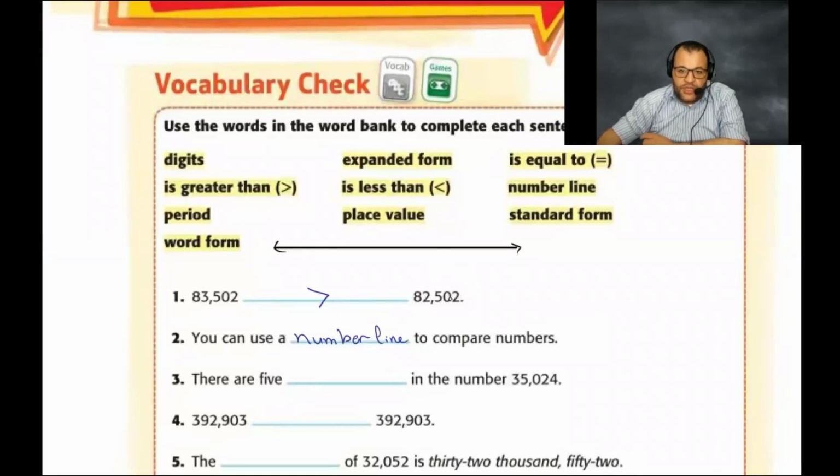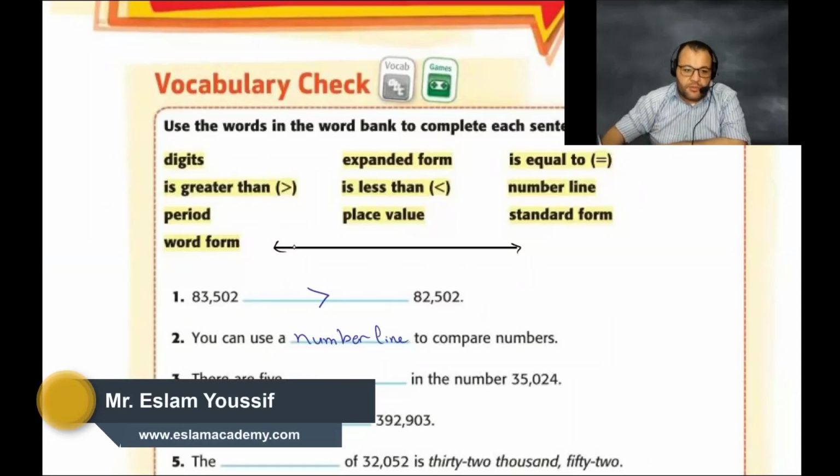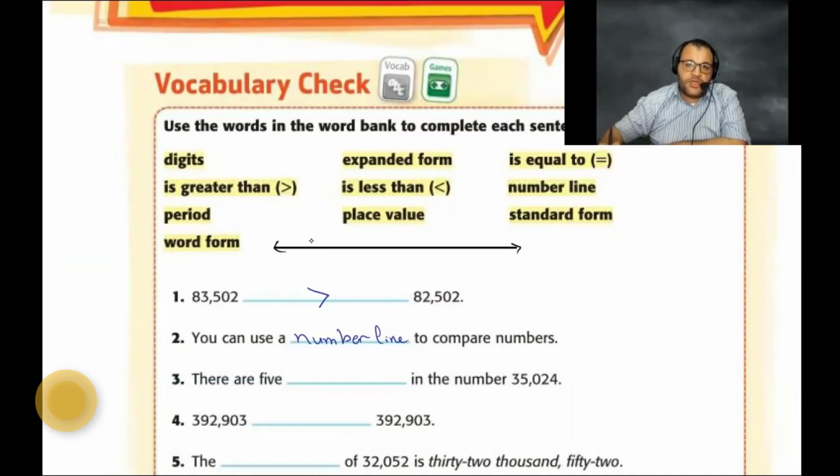How can we compare between the numbers again by using the number line? What is the meaning of number line? A line that we put numbers on. So we start from left to right. Suppose that we start from 100. The next is 200, the next 300, after that 400, after that 500, 600, 700.